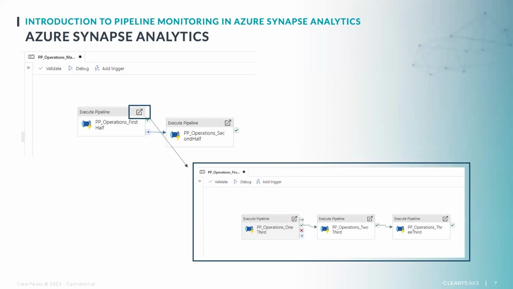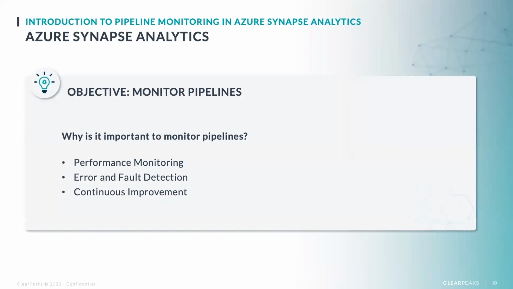So here you can see what we call hierarchical pipelines, because this is the level 0 pipeline, these are the level 1 pipelines, and then these are the level 2 pipelines. So each pipeline is executed inside another one. So remember the concept of hierarchical pipelines.